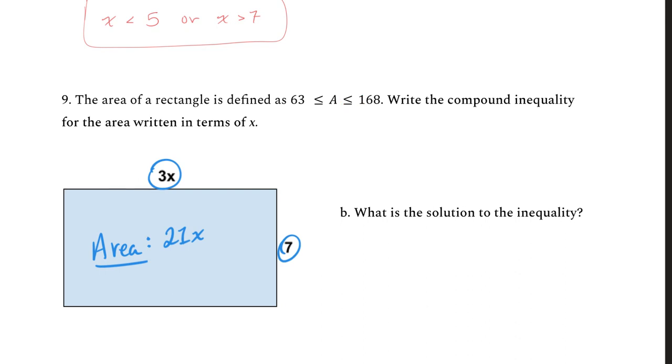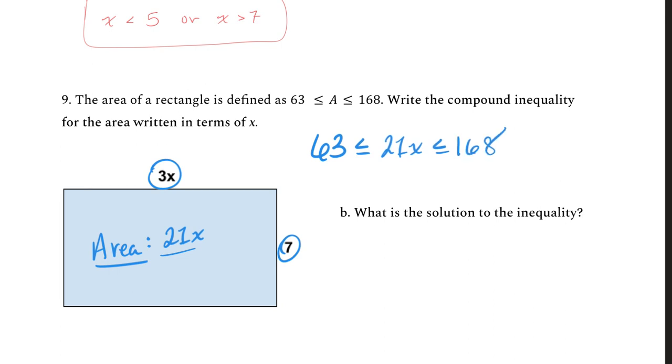Now, don't let this confuse you. All this is saying is that the area of this rectangle is between these two values. So let's write an inequality for that. 63 is our lower value. And now, what do we just say our area is going to be defined as? Well, it's going to be 21x. And now that's less than or equal to 168.